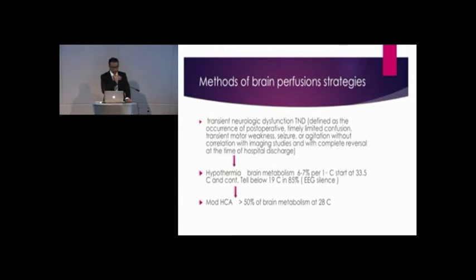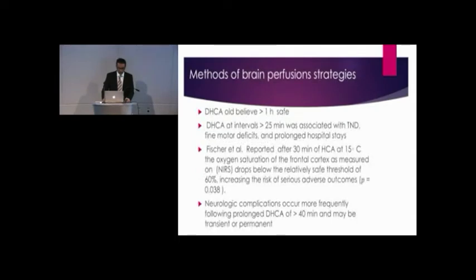Also of note, with moderate hypothermic circulatory arrest, when you apply 28 degrees, that actually decreases your brain metabolism by more than 50%. And this is very important because we're going to present this shortly. So when they applied deep hypothermic circulatory arrest, because they didn't define all what we said about PND and TND, they thought it was safe up to 1 hour without any problem. But recently, when we do more complex procedures and we define those factors, we found it's actually not. It's actually more than 25 minutes.